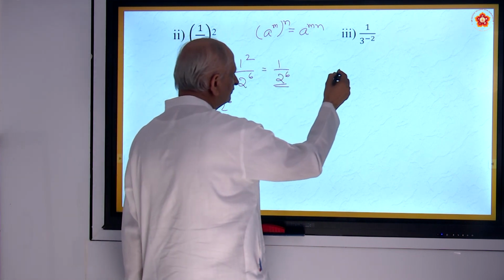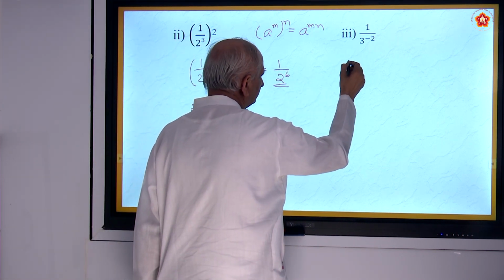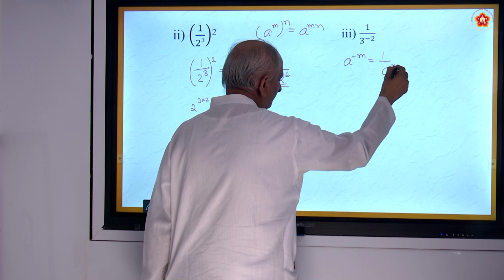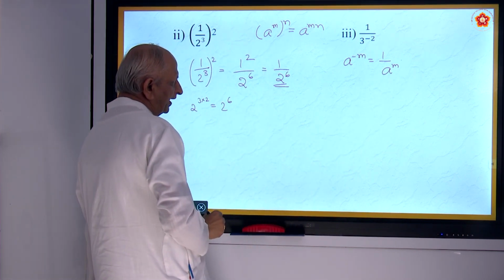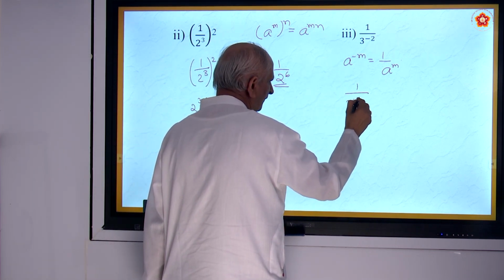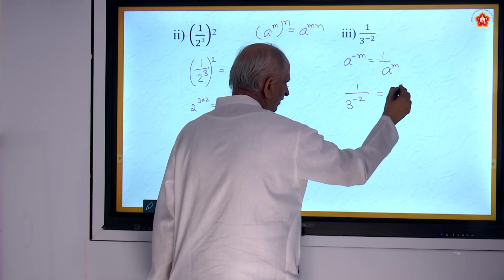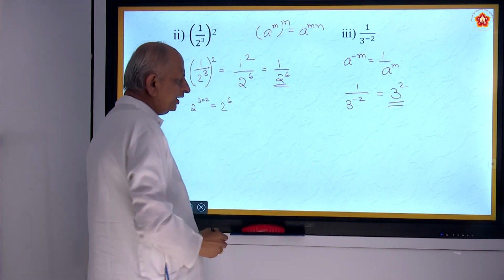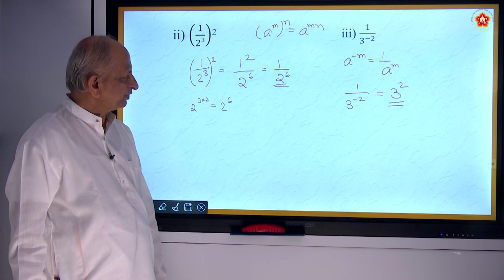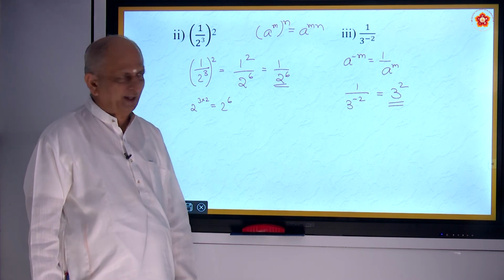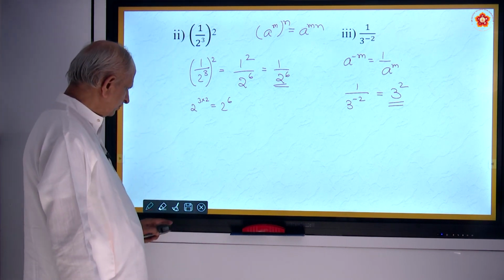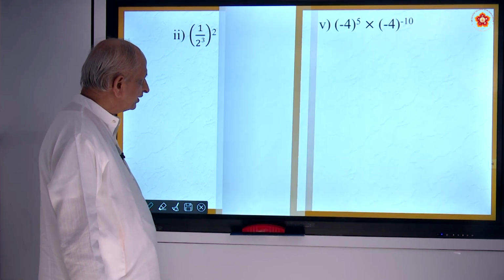And coming to this, multiplicative inverse: a to the power of minus m is equal to 1 by a to the power of m. Correct? So this will be 1 by 3 to the power of minus 2, which means 3 to the power of 2, 3 square. You are asked to express the answer in terms of positive exponents. So 3 square is the answer. What is the value of 3 square? 9. So you got it? Okay. Now we come to the next question.